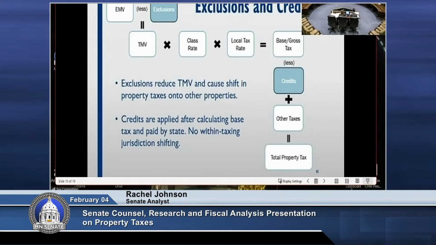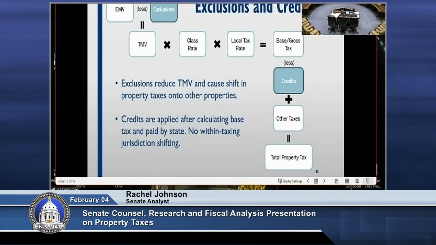This taxable market value is then multiplied by the class rate and by the local tax rate to calculate the base or gross amount of tax. So if we think about this on the level of a taxing jurisdiction, when an exclusion is applied to the estimated market value of all eligible properties in that jurisdiction, the jurisdiction's total taxable market value decreases. And so that also results in a decrease of their tax base. And then, we talked about how levies are spread on that tax base. So because this net tax capacity is now smaller, the tax rate increases, and that increases the tax burden on properties that did not receive the exclusion.